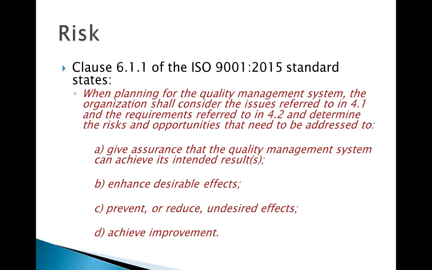And to that end, I'd actually like to show you the actual wording that's used in Section 6 for this activity. Now, Section 6.1, there's two parts to it. The first part reads as follows. When planning for the system, you shall consider the issues referred to in 4.1, that's issues both external and internal, and the requirements referred to in 4.2. Now, that reference is alluding to interested parties, both internal and external interested parties. So consider the issues, consider the requirements, and determine the risks and opportunities.